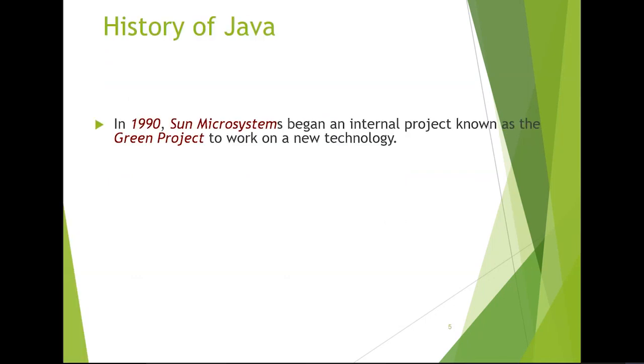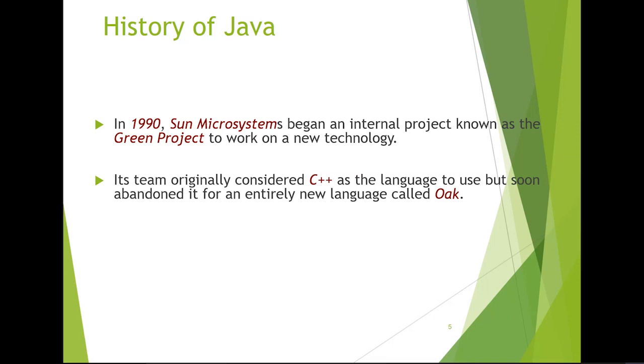Java started in 1990 at Sun Microsystems. It was an internal project known as the Green Project to work on new technologies. As you can see, Java really started in 1990. His team originally considered C++ as the language to use, but soon abandoned it for an entirely new language called Oak. You are familiar with C++.